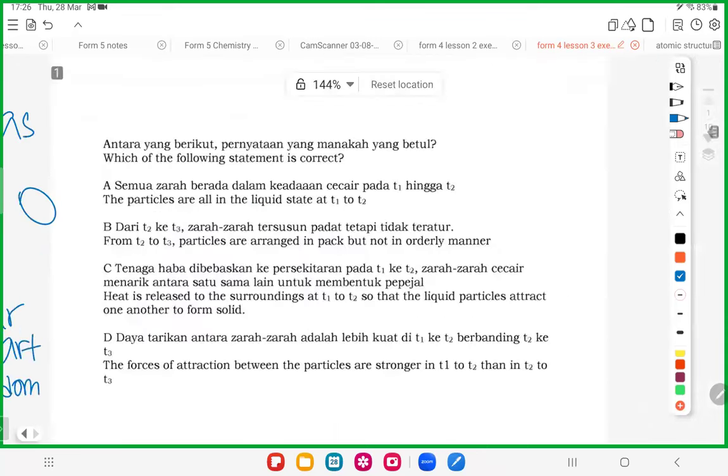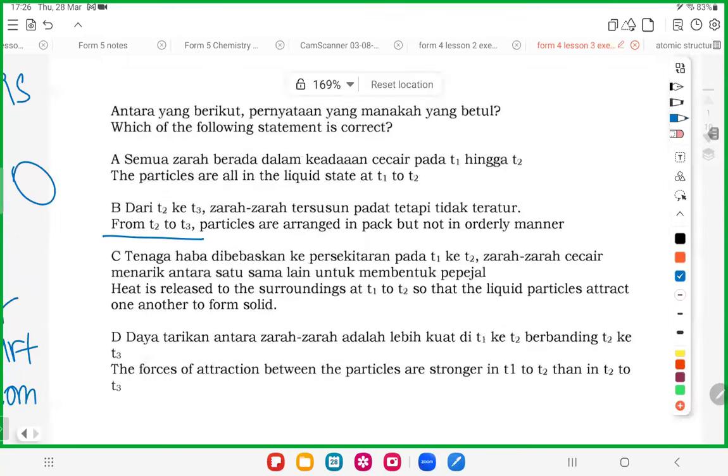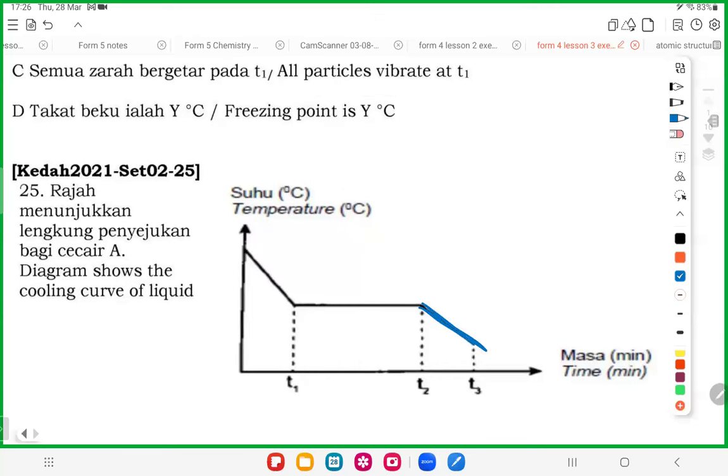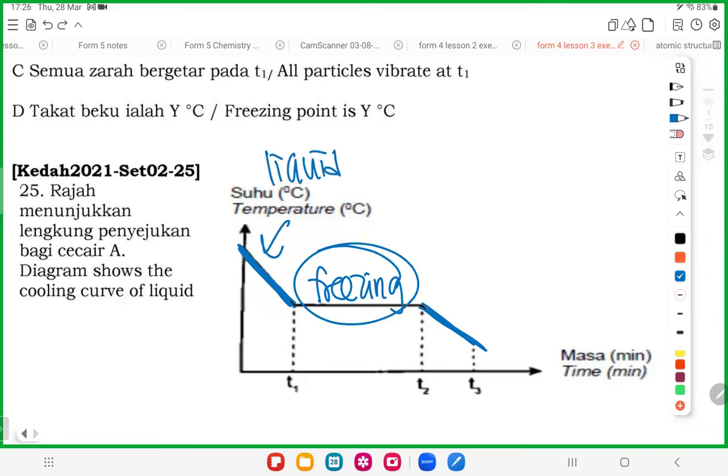Okay, let's look at this question. Answer B, what do they say? From T2 to T3, the particles are packed but not orderly. Let's look at T2 to T3 first. What do you have? This process is freezing. Before freezing, everything is liquid. Here, freezing is already finished. After freezing, everything is solid.